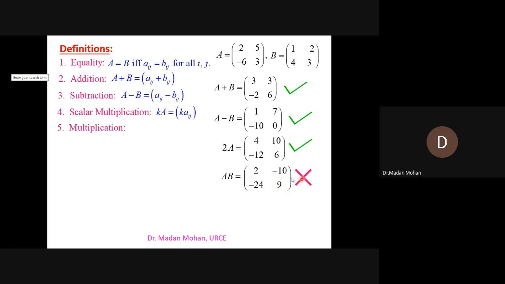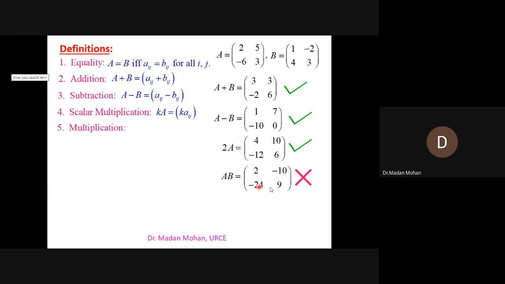Why is this wrong? Yesterday I asked you the question, in my previous session. Here, when you are adding, 2 plus 1, 3. 2 minus 1, 1. 2 into 2, 4. Similarly, 2 into 1, 5 into minus 2, minus 10. Minus 6 into 4, minus 24. 3 into 3, 9. I have written like this. You are telling it is wrong. Why is this wrong?